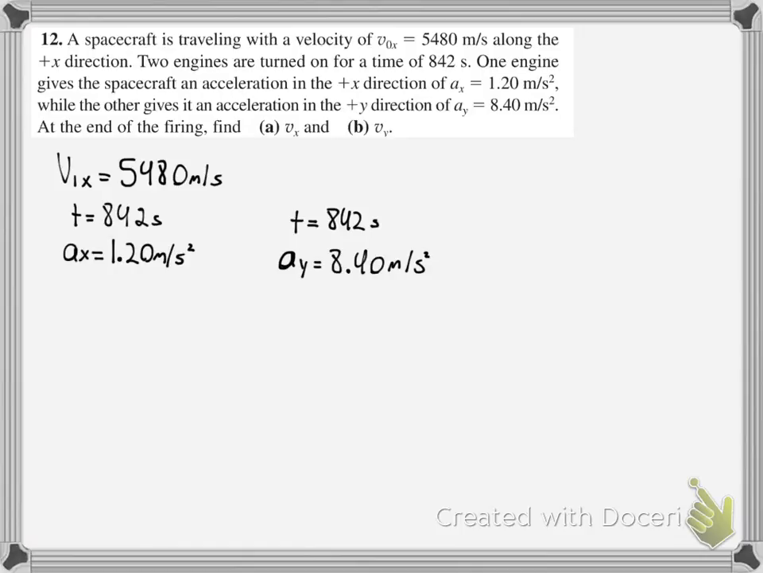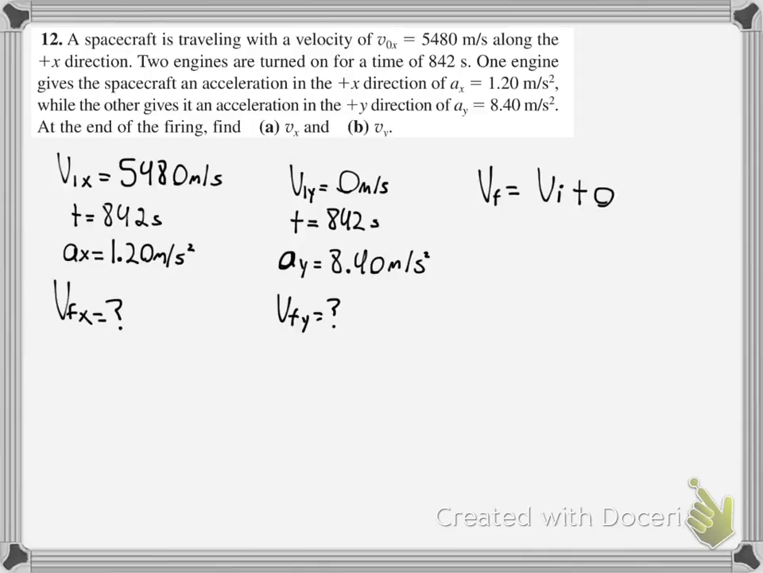And since they're telling us that it's moving along the x direction, we would assume that there is no velocity in the y, because it's telling us that the spacecraft is traveling with a velocity initial of 5,480 meters per second along the positive x direction. So it would have no initial y velocity, or it would be 0. So our initial velocity in the y is 0 meters per second. And they're asking for our final velocities in the x and in the y.